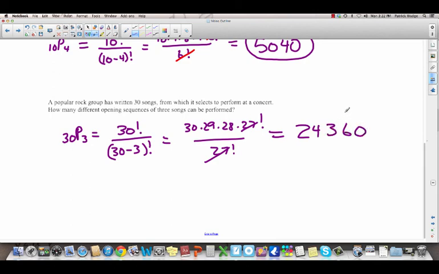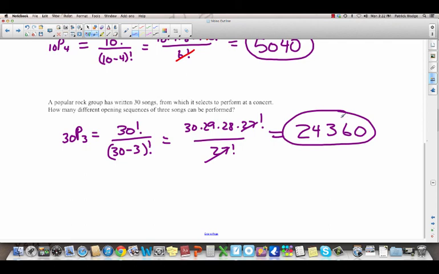These people, this rock band, had better get going. They have to go through 24,360 different possibilities before they can decide on which one would be the optimal one to start their concert with. The audience may be a little impatient by the time they get to it.